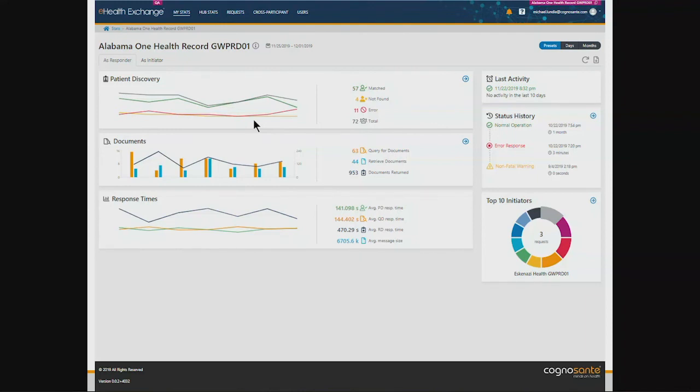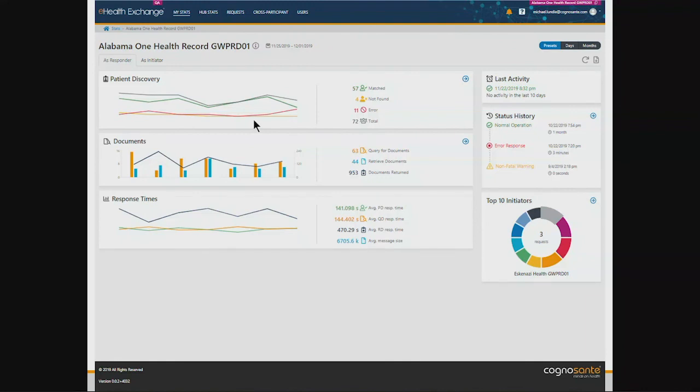Below that are the documents. So this is not only how many were queried for, but also how many were actually retrieved, so you can see that particular trend as well. And then down below, it's kind of hard to see from here where I'm looking. Oh yeah, we're talking about the actual response times as well.